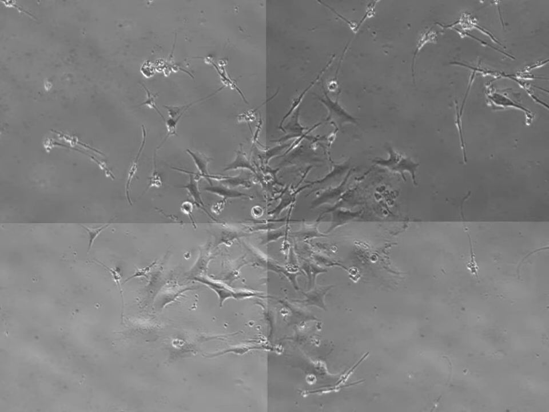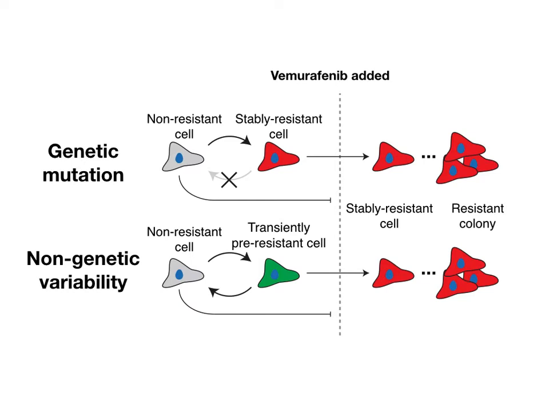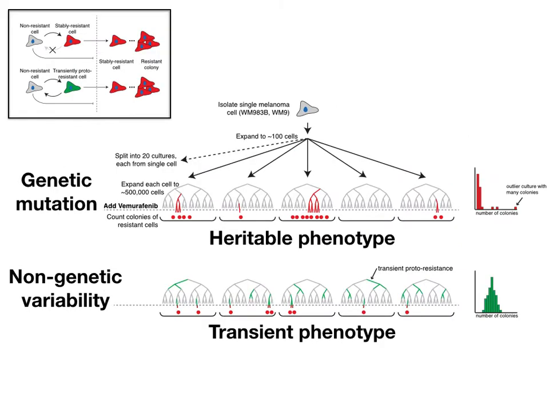This led us to think about alternative models for resistance. We considered two models for resistance. First, a genetic mutation model where resistant cells cannot revert backwards to being non-resistant. And two, a non-genetic variability model where cells have the ability to transition back and forth between non-resistant and a pre-resistant state. We tested these models using the fluctuation analysis experiments of Luria and Delbrück.